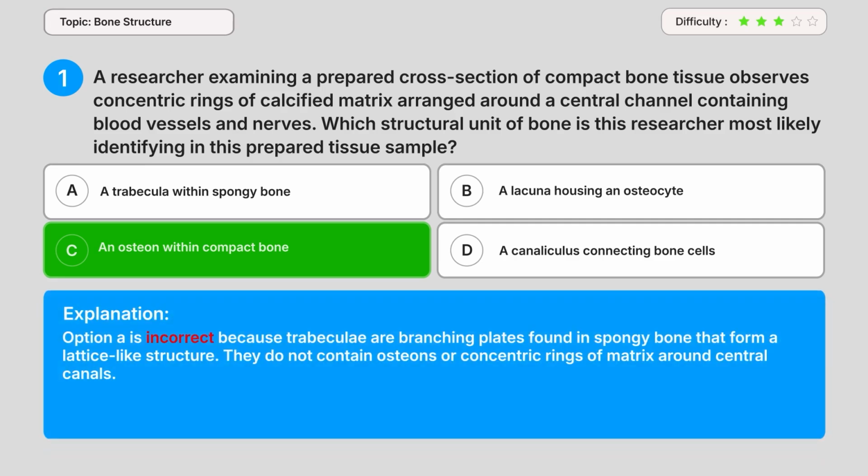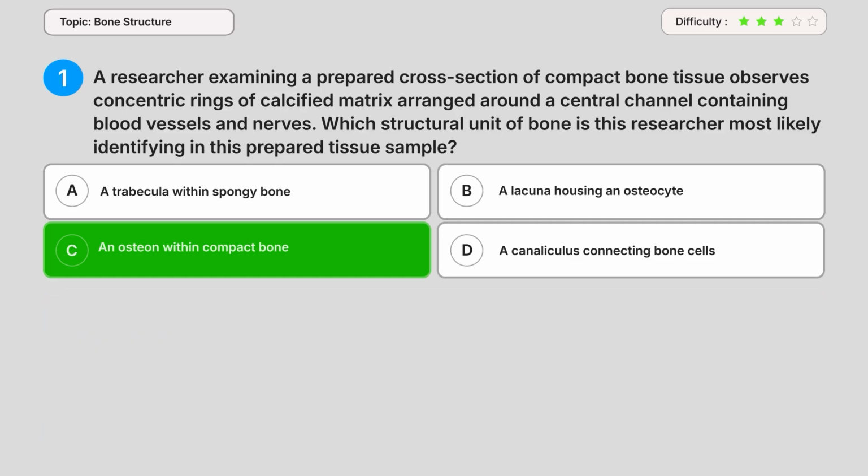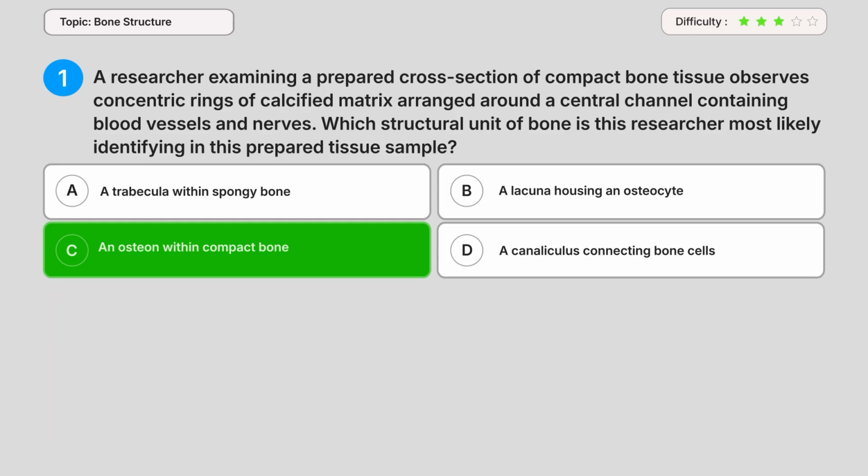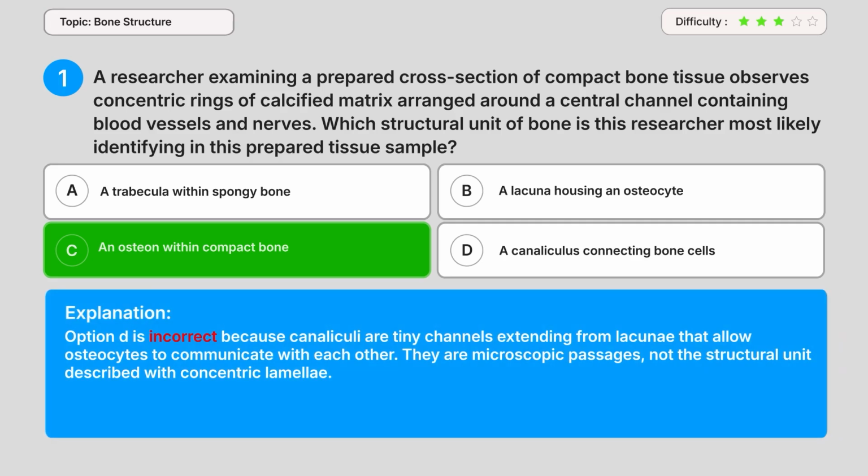Option A is incorrect because trabeculae are branching plates found in spongy bone that form a lattice-like structure. They do not contain osteons or concentric rings of matrix around central canals. Option B is incorrect because a lacuna is a small space within bone matrix that houses a single osteocyte. It is a tiny cavity, not a large structural unit with concentric rings. Option D is incorrect because canaliculi are tiny channels extending from lacunae that allow osteocytes to communicate with each other. They are microscopic passages, not the structural unit described with concentric lamellae.